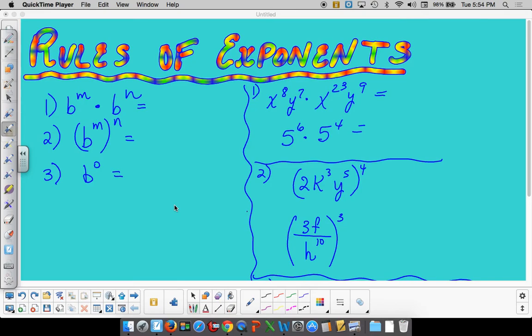Welcome to our day of rules of exponents. We're also going to pick up a little bit of information on scientific notation today. All of this should be pretty familiar to you.